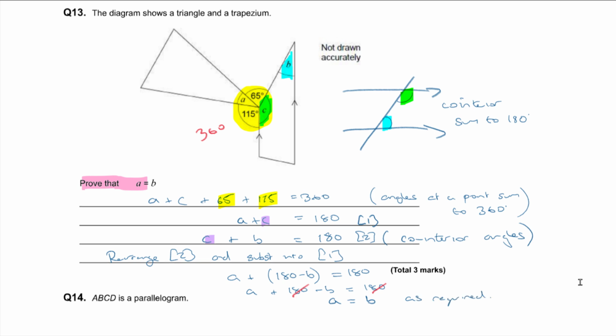Okay, I'm just going to say that it's important with prove that questions that you actually do give the reasons that you are using in order to work through the problem. The angles are not good enough by themselves. You have to say the rule that you're referring to in order to get to that answer.